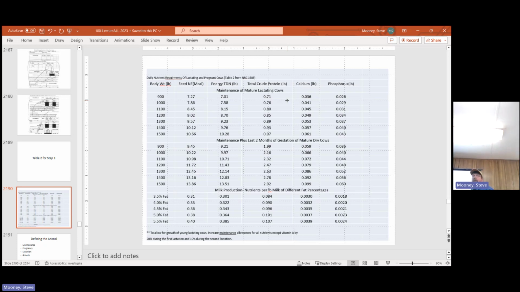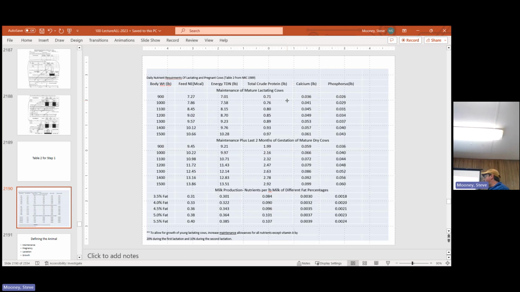So if she produces 100 pounds, how many megacalories are we going to need? 33 megacalories to support 100 pounds of 4.0 milk. And we do the same thing. We multiply by the pounds of milk, working our way across to get the total nutrients associated with that production of that milk. So if you're a lactating cow, you're going to get her maintenance requirement and you're going to add that to her milk requirement.